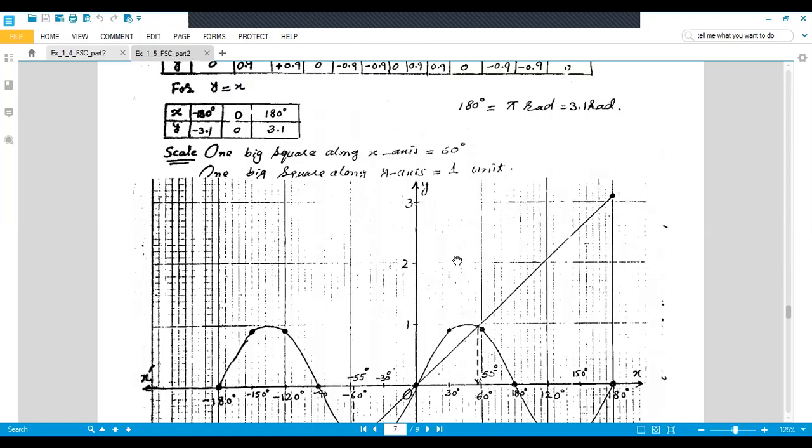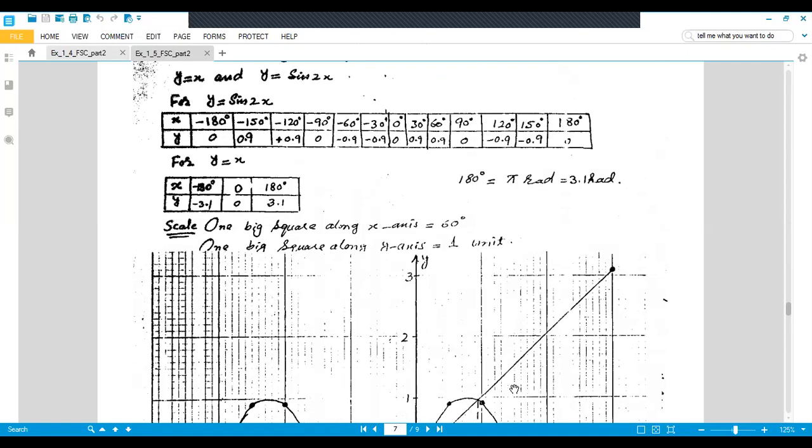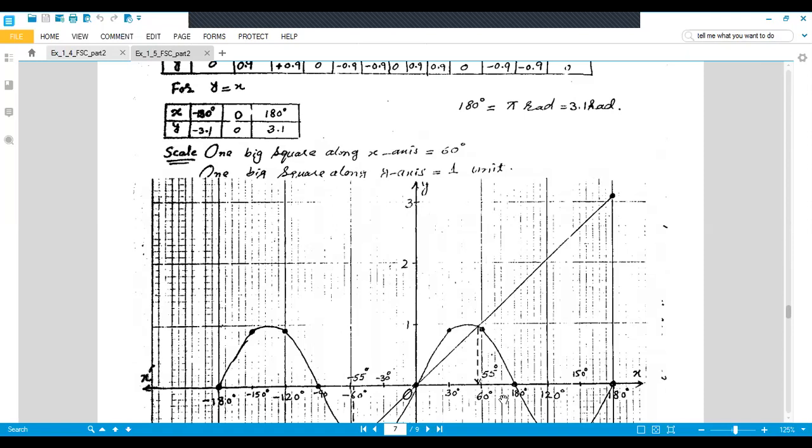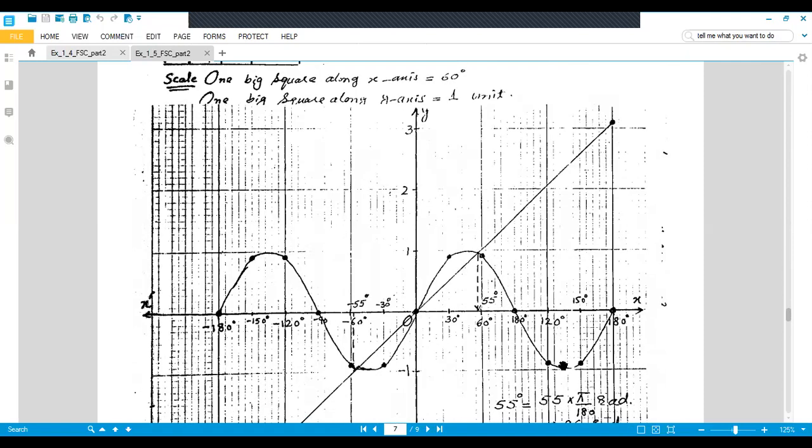For 30 degrees, positive 0.9. For 60 degrees, positive 0.9 in the same position. For 90 degrees, you have 0. This is 90, not 180. For 120, you have minus 0.9. For 150, you have minus 0.9. And for 180, you have 0. When you join these points, you get this zigzag type of graph.